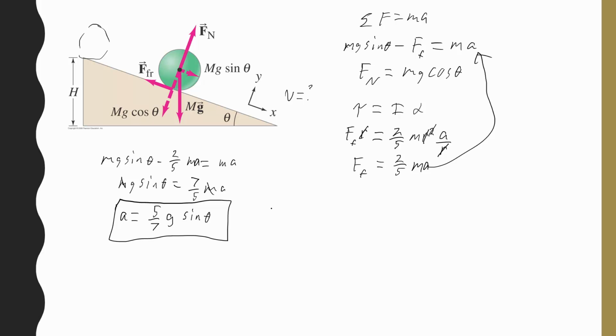And now we can do a kinematic equation to find the velocity at the end of the ramp. We can just use v squared equals v naught squared plus 2a delta x, because we have a constant acceleration, even though we have this other factor in there. It's still constant, so we can use our traditional kinematic equations. We're going to assume that it was released from rest.